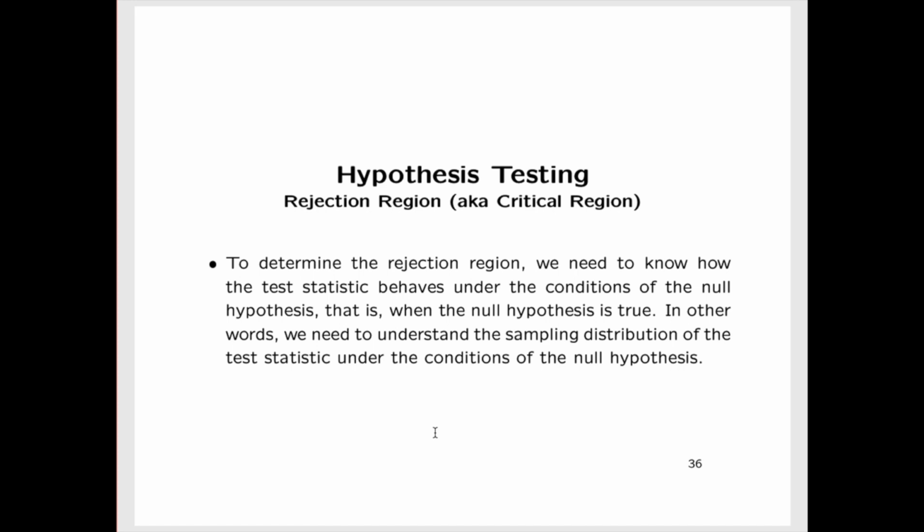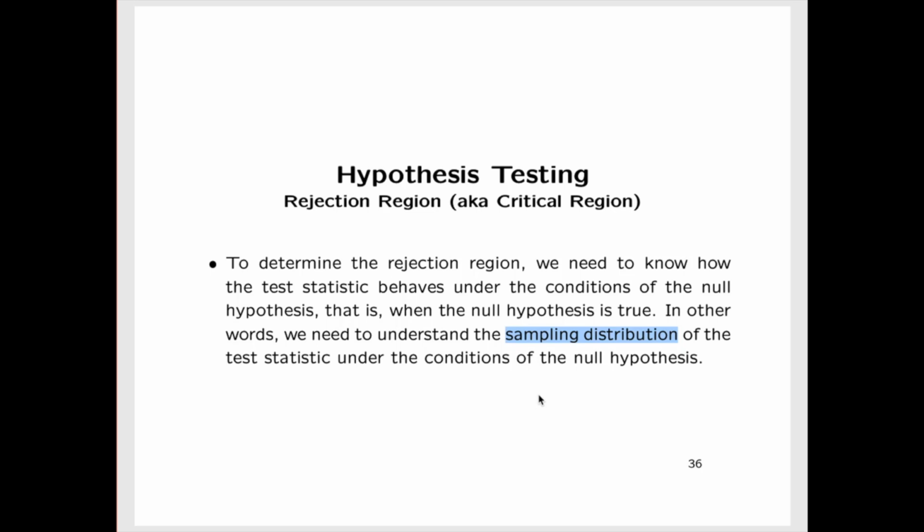Now, in order to determine the rejection region, we need to know how the test statistic behaves specifically under the conditions of the null hypothesis. That is, when the null hypothesis is true. In other words, we need to understand the sampling distribution of the test statistic under the conditions of the null hypothesis. Now, you'll remember from your first methods class, you covered the basics of probability theory, and then after that you looked at sampling distribution theory.